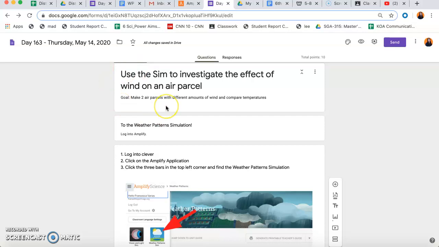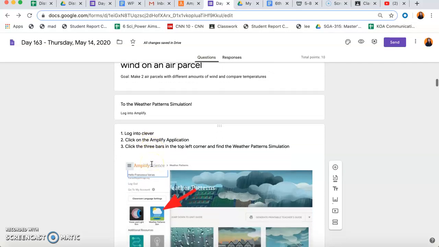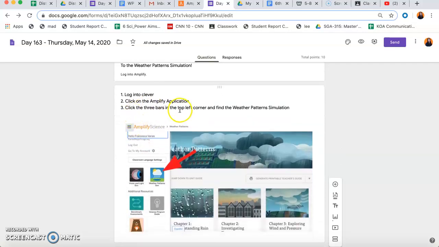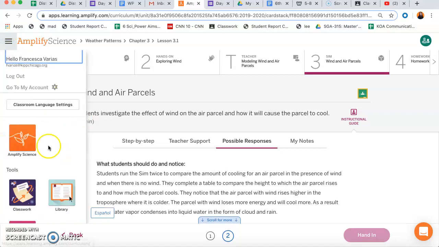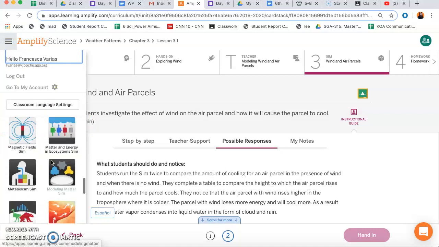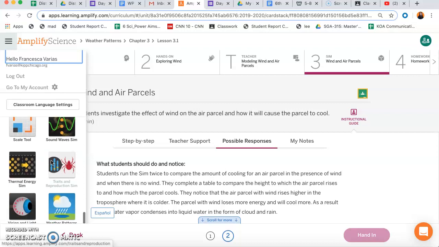We are going to now use the simulation to investigate the effect of wind on an air parcel. First, I'm going to make sure that I log into Clever and click on the Amplify application. Once I'm in Amplify, I'm going to click the three bars and scroll until I find the weather pattern simulation.